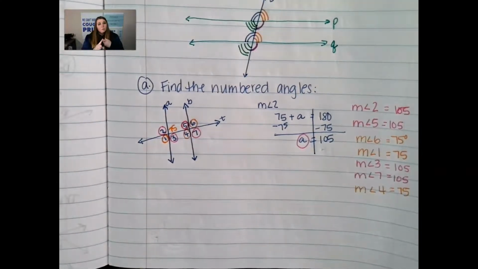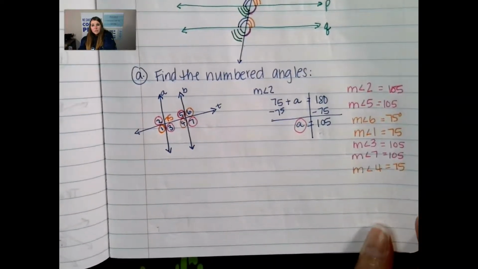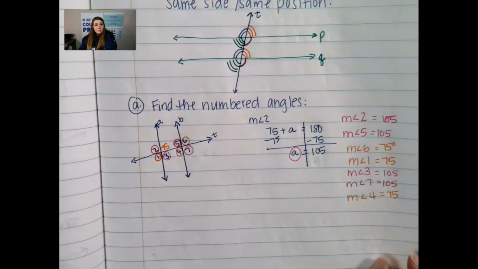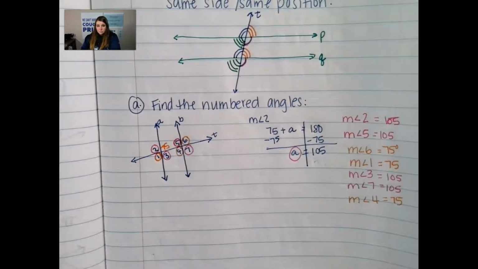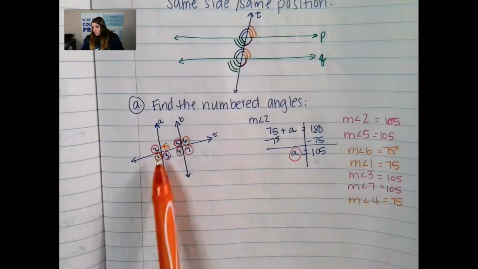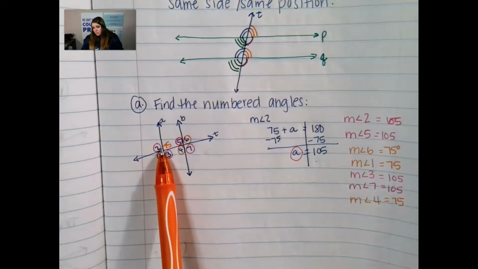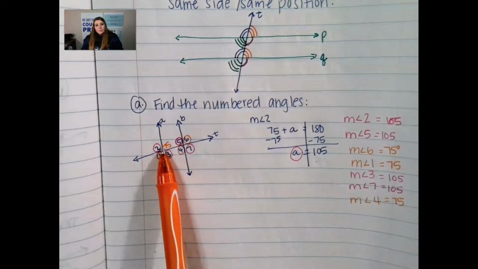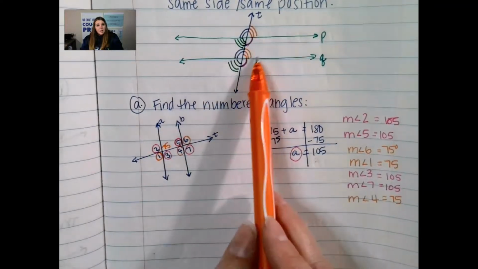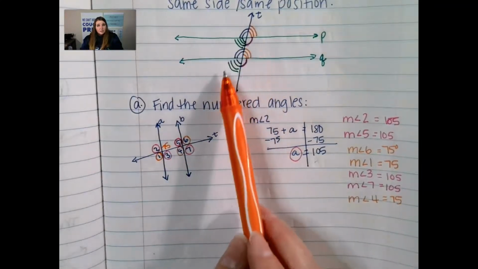So we've reviewed vertical angles. We've used supplementary angles. All of our information has come from vertical and supplementary. We only had to solve for the one missing supplementary angle here. The rest of it we used same side, same position.